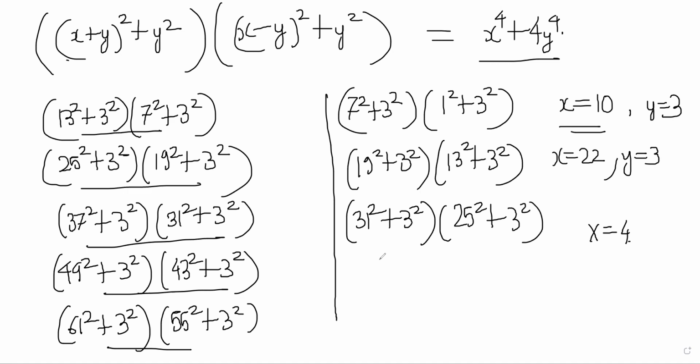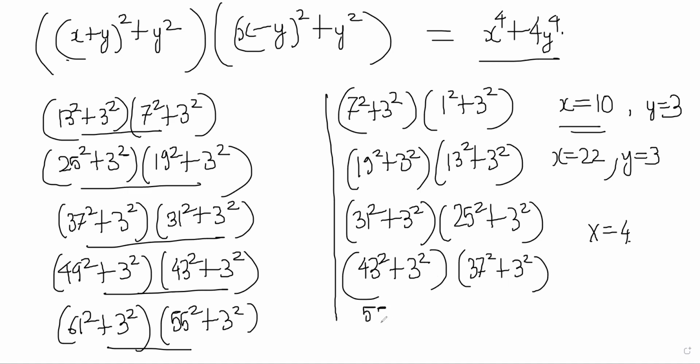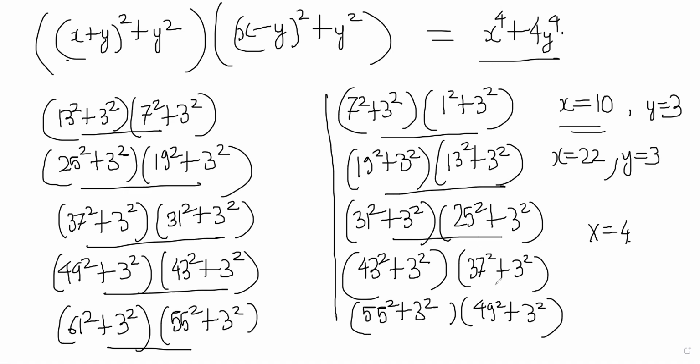And then you have 40. So you have 43 square plus 3 square. And 37 square plus 3 square. And finally, you have 52. So you'll get 55 square plus 3 square. And 49 square plus 3 square. The product of all of these terms is the denominator, right?